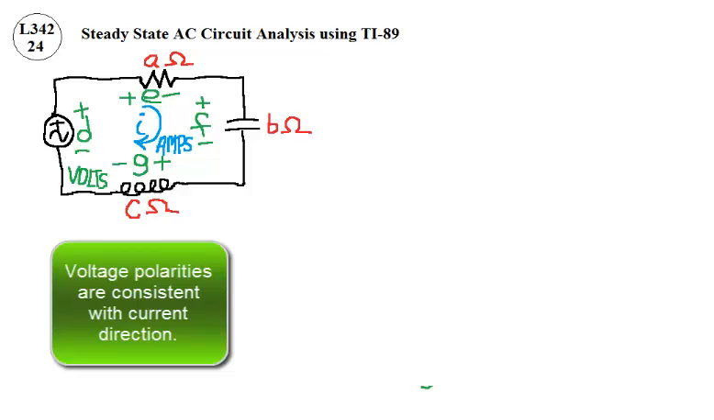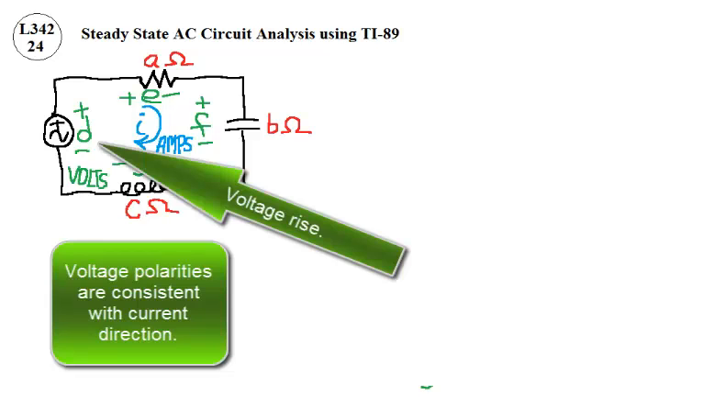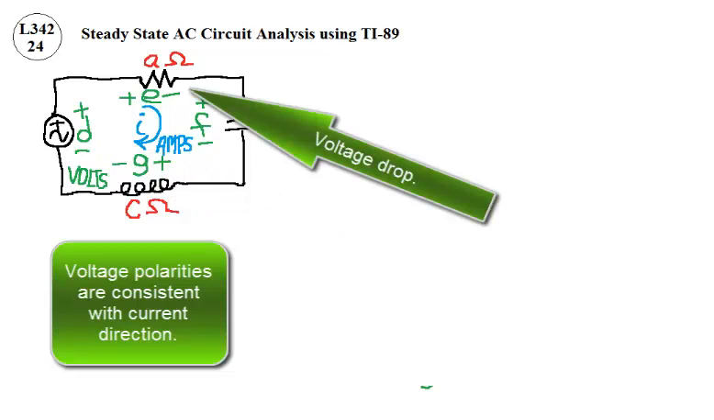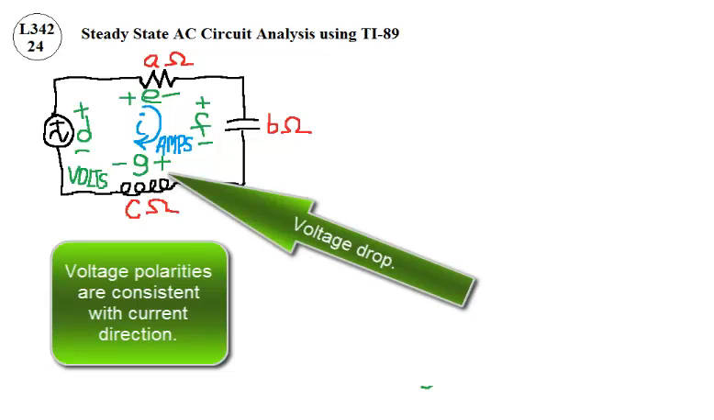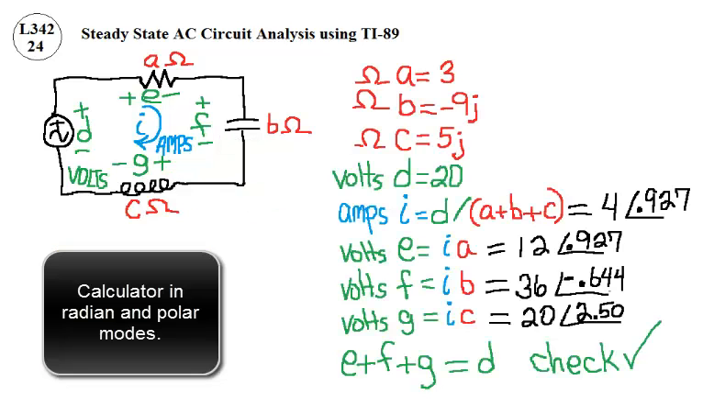Voltage polarities are consistent with current direction. This is a voltage rise in the direction of the current, a voltage drop, a voltage drop, and a voltage drop. Calculator is in the radian and polar modes.